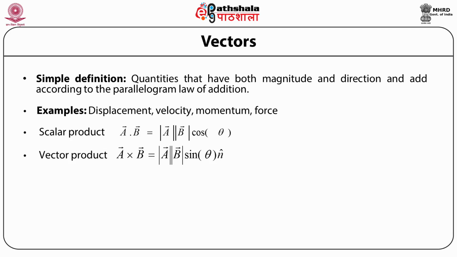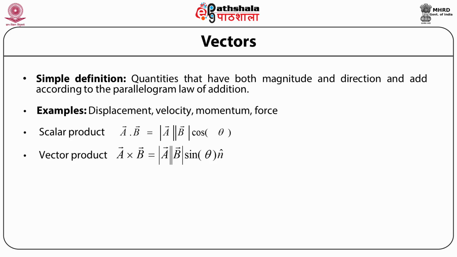The other important product that we need to define in terms of vectors is the vector product, also called the cross product. The vector or cross product of two vector quantities, vector A cross vector B, is equal to modulus of vector A times modulus of vector B times sine theta times unit vector n, where theta is the angle between the vectors A and B, while unit vector n denotes the vector having magnitude unity and direction perpendicular to the plane which contains the vectors A and B.